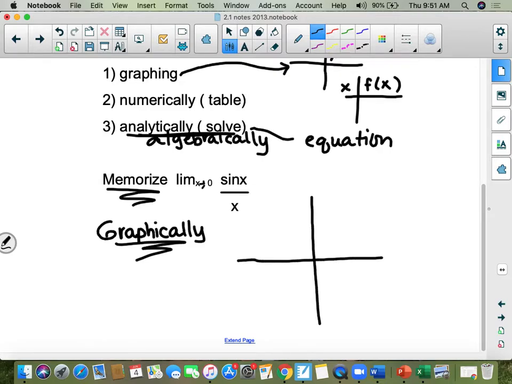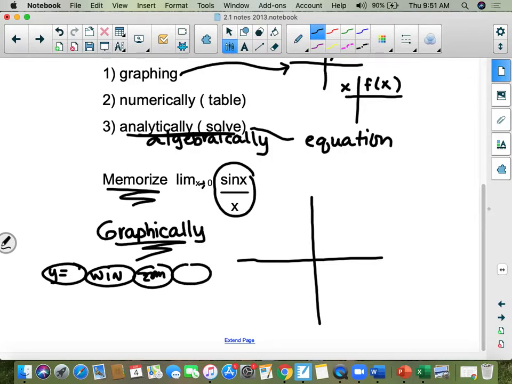So I want everybody to put the sine of x over x into your calculator. You see the y equals button in the gray area, and the window, and the zoom, and so on. You need to go under y equals and type that in. Make sure your calculator's in radians when you type that in. So just go into your mode really quickly and look to see if your calculator's in radians.